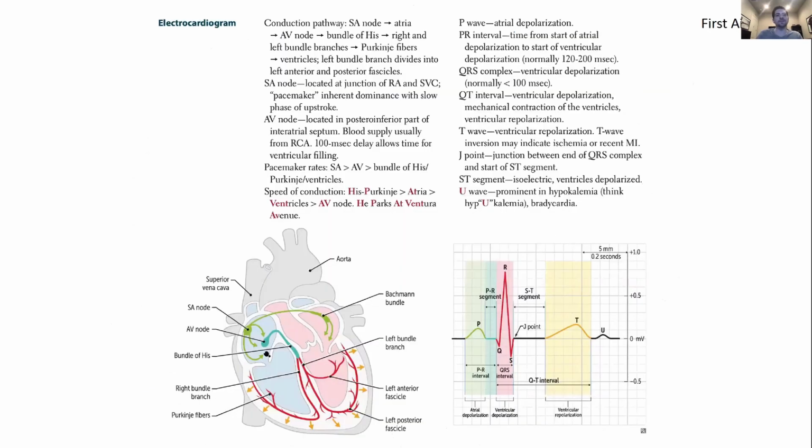So I put this in here from First Aid. You should be familiar with this classic curve here. The P wave is going to be your atrial contraction. The QRS complex is going to be the ventricular contraction. The atrial repolarization is kind of hidden in the QRS complex, so don't worry about it. And then obviously the ventricular repolarization is going to be this T wave.